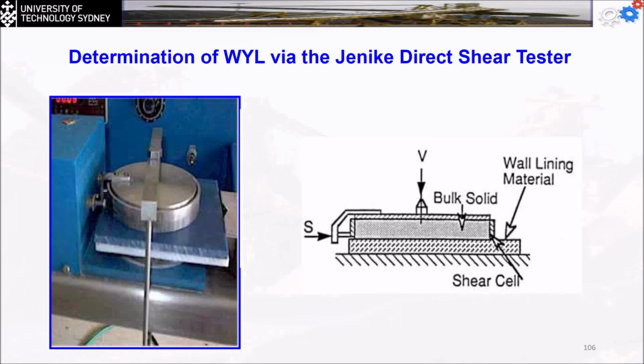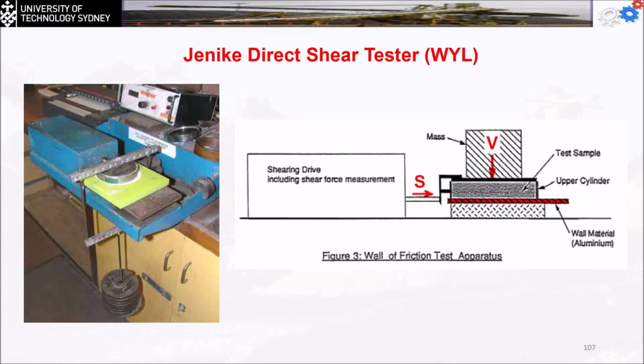This is a device to check the wall yield locus, the Jenike direct shear tester, and it's similar to the test device we're going to use. This one is from Wollongong University. As I told you, the principle is that we add the mass, check the shear value, draw the diagram, and do some calculations using the Excel sheet to give you the equation. This gives you the value of the flow properties for the material.